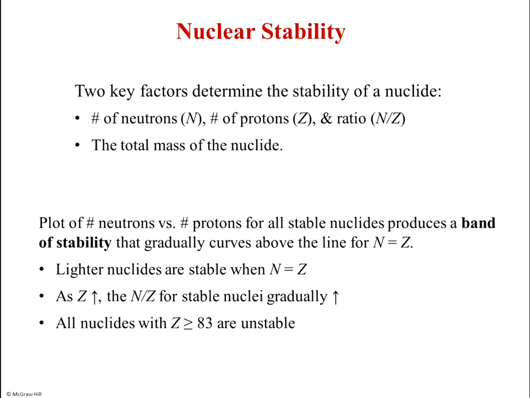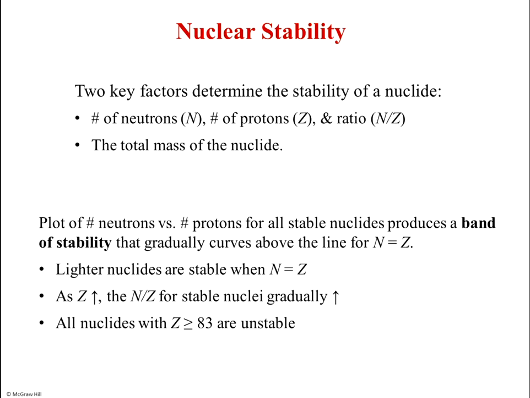Next, let's think about nuclear stability. So we know that there are many nuclei that are truly stable. They do not seem to undergo any sort of decay on any time scale that is observable. So, for example, carbon-12. Carbon-12 is a stable nucleus. But there are other nuclei that are unstable.